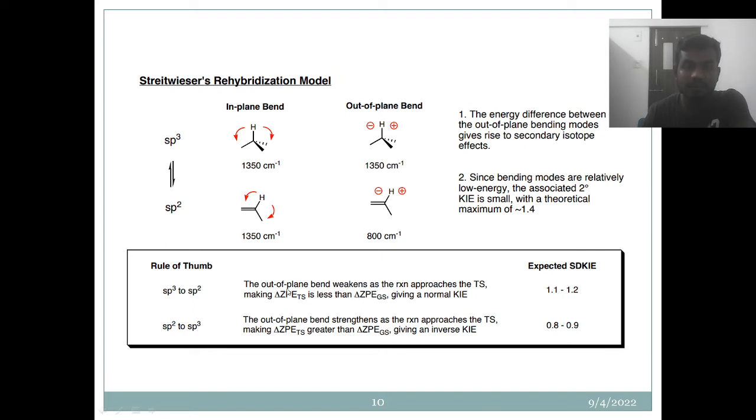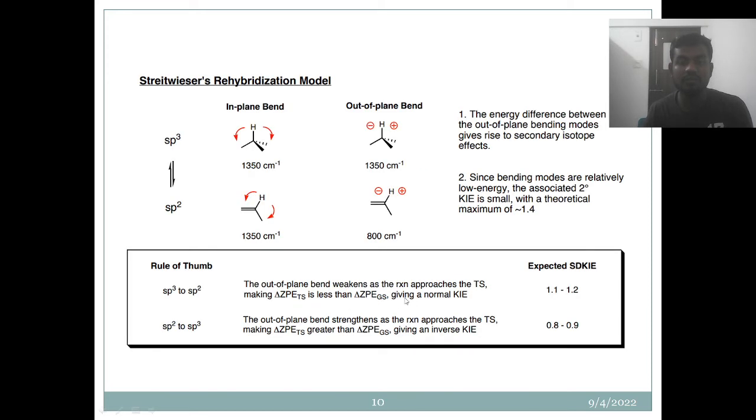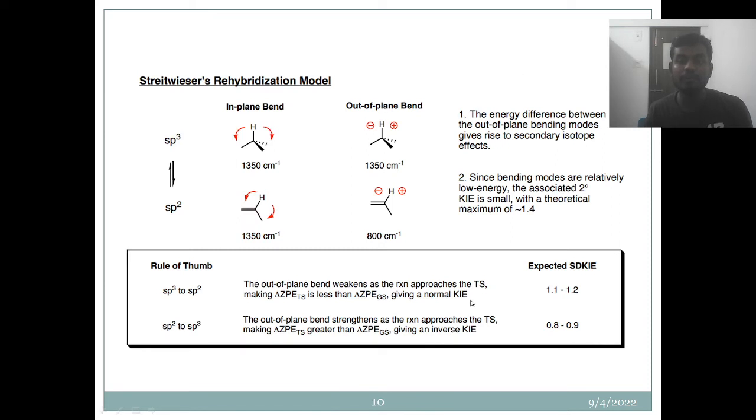What I'm saying is, the out of plane bend weakens as the reaction approaches the transition state, making the zero point energy of the transition state less than the zero point energy of the ground state, which is the situation. The transition state has a lower difference, the ground state a higher difference. It will give you a normal kinetic isotope effect, meaning that you will have a 1.1 to 1.2.